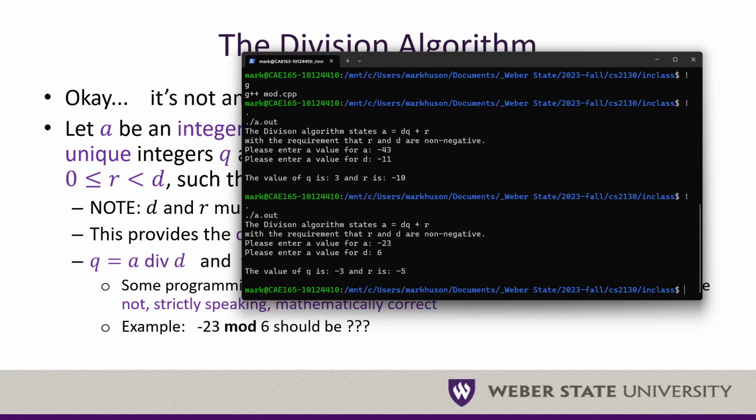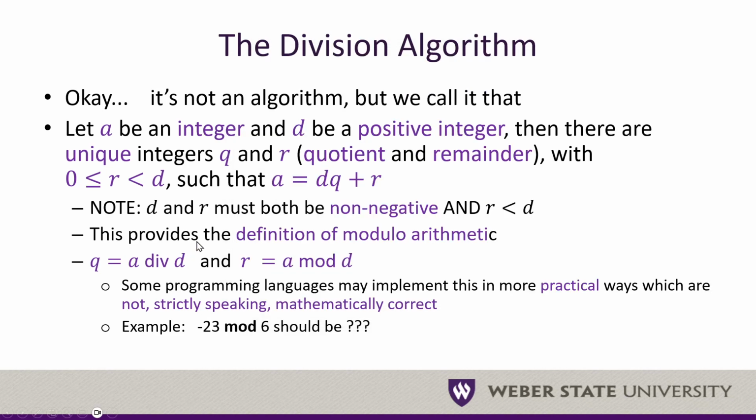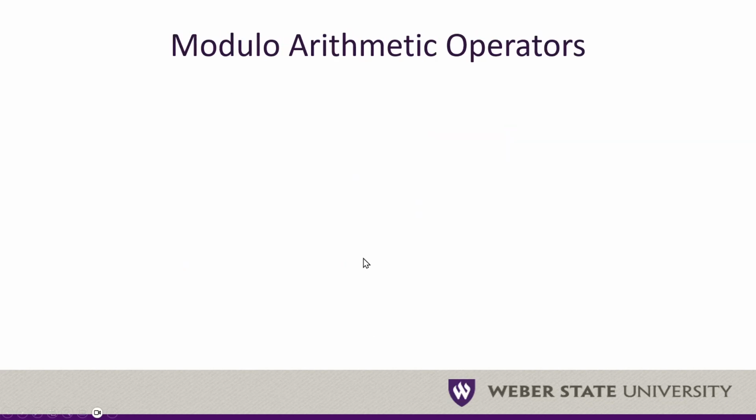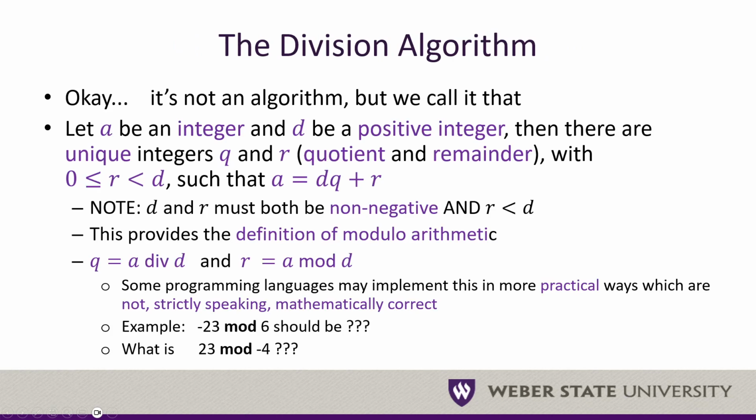So, as I said, it's a much more practical thing, and it's the way people probably think of these most of the time. They don't follow this, though this does form the foundation for a lot of the math that we end up doing. 23 modulo -4 shouldn't be defined according to our division algorithm here.